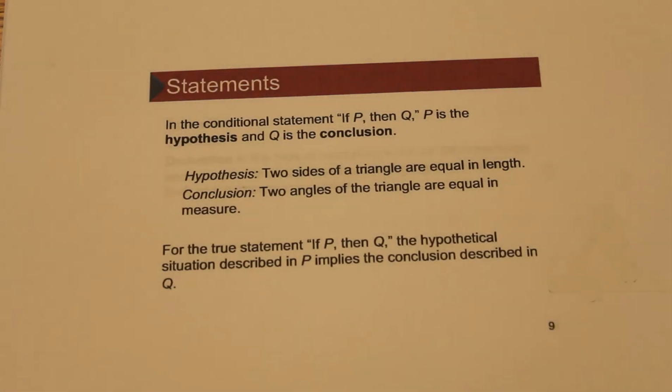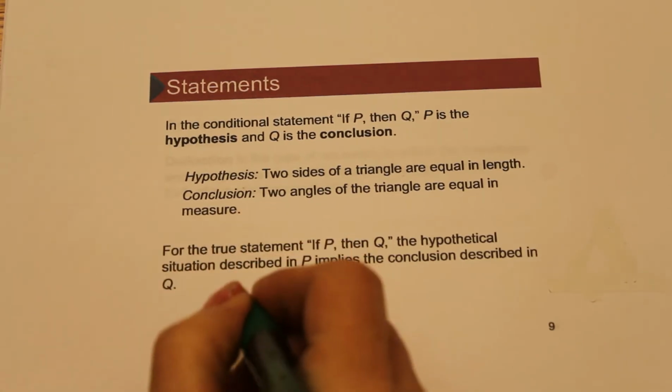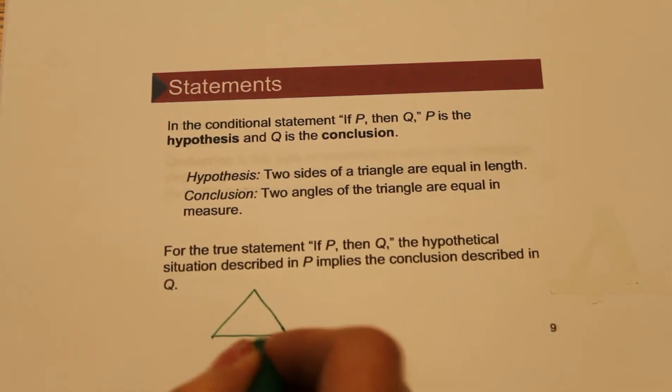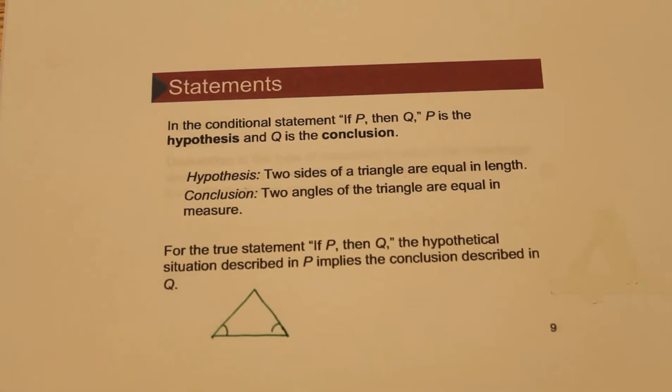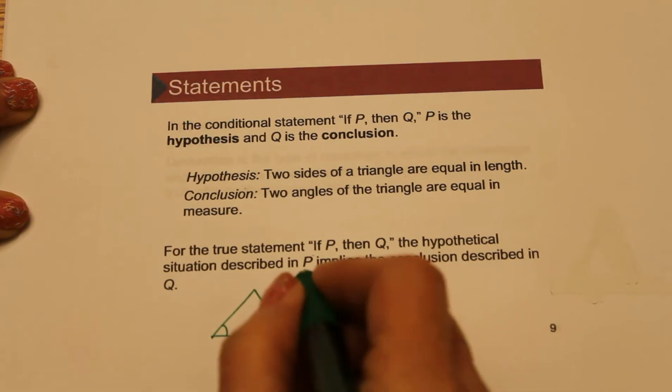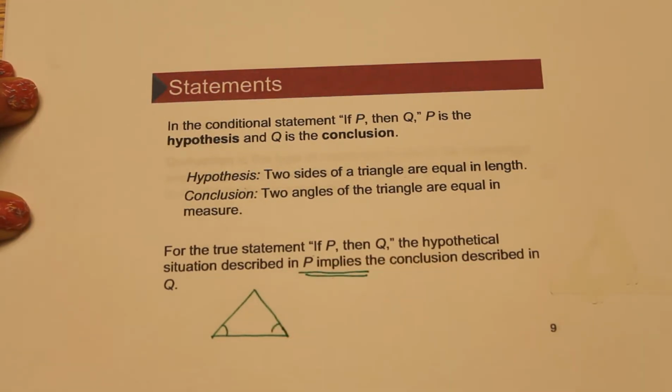So in this particular case, the hypothesis is two sides of a triangle are equal in length. Okay, so if these two sides of this triangle are equal in length, then two angles of the triangle are equal in measure. Now we haven't gotten into the geometry yet, but that's what that conditional statement is saying. And it is true that the hypothesis was true and the conclusion was true. So another way to say if P then Q would be all P are Q, or P implies Q.